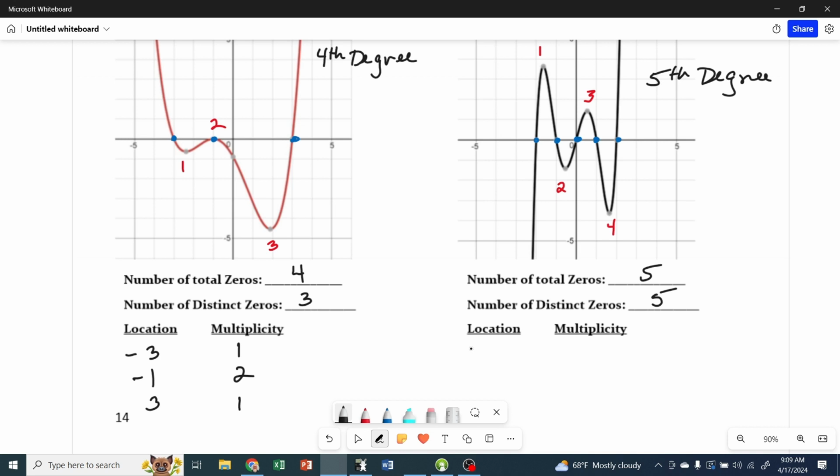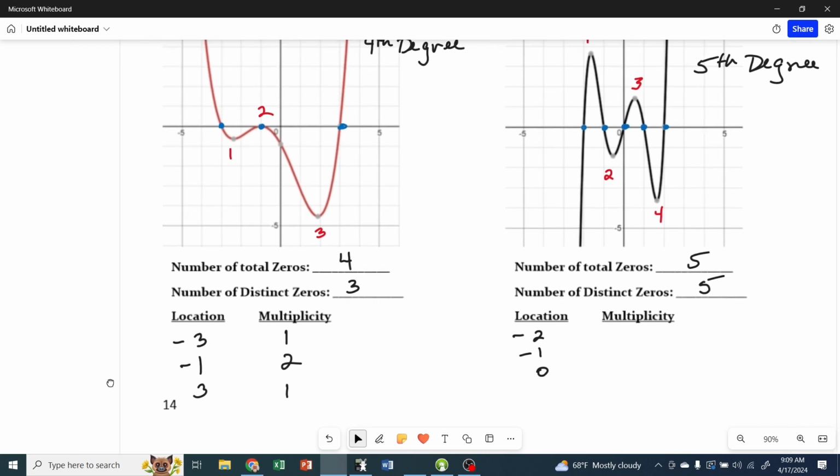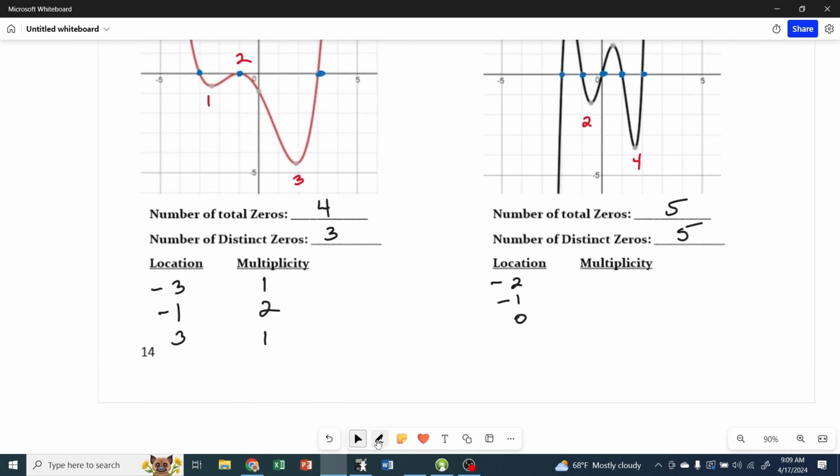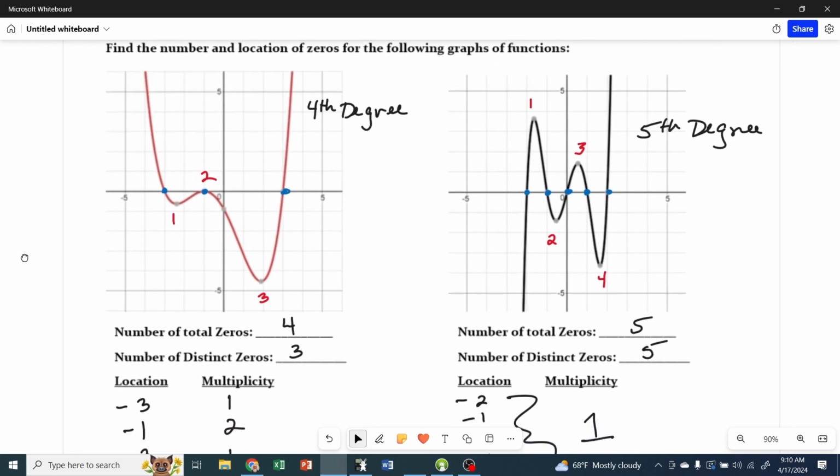they all have the same multiplicity, which is, watch this. So my locations are at negative 2, negative 1, 0, 1 and 2, but they all have the same multiplicity of 1. Okay? So that's 2 examples there.